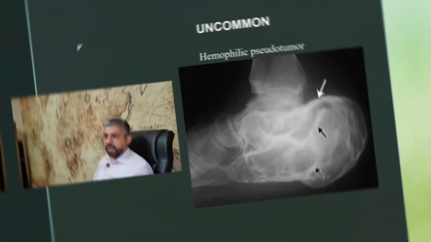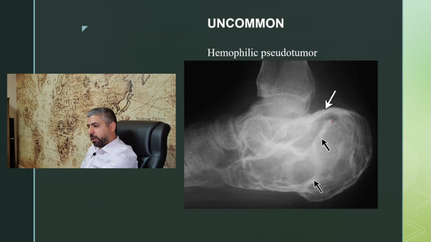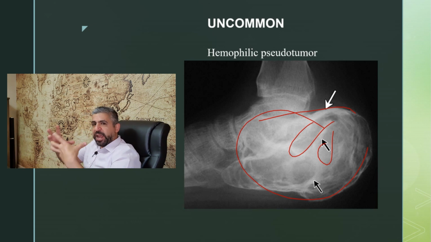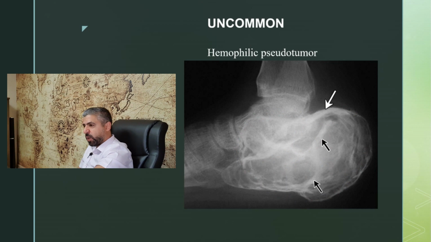Hemophilic pseudotumor is an uncommon appearance that affects the calcaneus. First of all, the patient should be a hemophiliac, and as a hemophiliac must be a male. You don't see hemophilia in females. So what will happen? Repeated episodes of bleeding resulting in what's called hemophilic pseudotumor. All the bone is changed in shape. It's remodeled, and there are multiple hypodense lesions within the bone in a patient with known hemophilia, consistent with hemophilic pseudotumor.